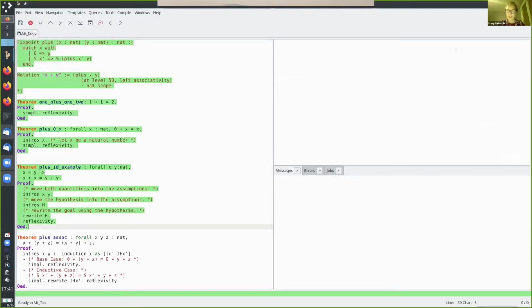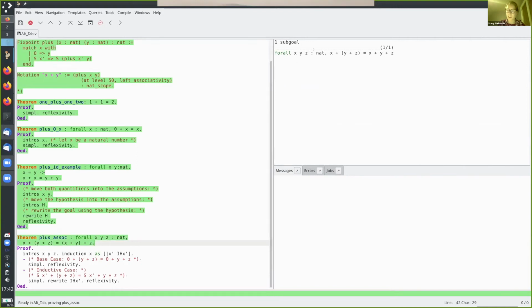All right, so we're trying to prove this theorem, plus_assoc. Okay, for all x, y, and z natural numbers, we have x plus, with the brackets around y plus z, is equal to x plus y plus z. Okay, let's begin our proof script. First thing we want to do, as always, is remove the universal quantifier by introducing a specific case of x, y, and z into our assumptions. So let's do that. Okay, x, y, and z are all natural numbers.